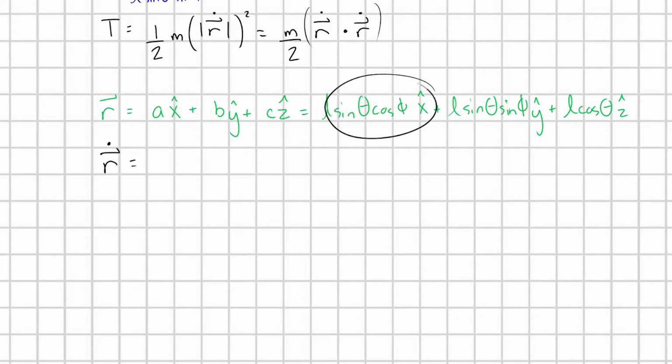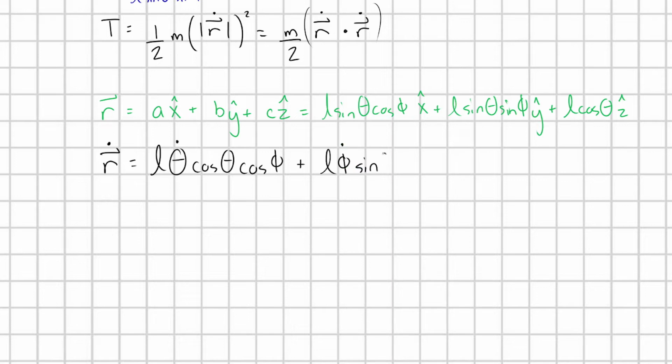Let's start by taking the derivative of this first term. I'm going to have L. Let's first differentiate the theta part, so I'm going to have theta dot pulled to the outside, cosine of theta times cosine of phi. Plus, now let's differentiate the phi part, leaving the theta part constant. We're going to have L times phi dot sine theta times a minus sine phi. So I'm going to swap out this little plus sign for a minus sign. And this is going to be acting in the x hat direction.